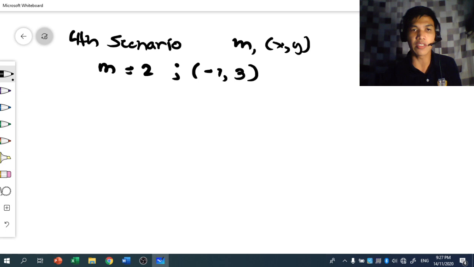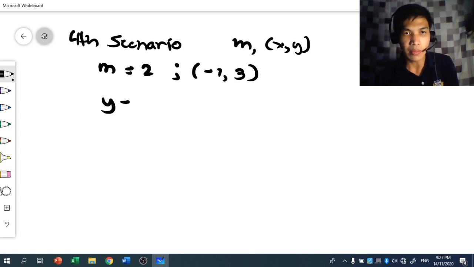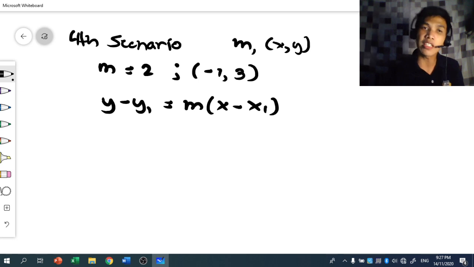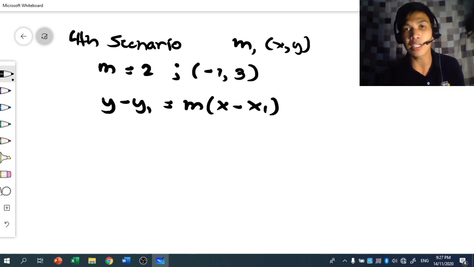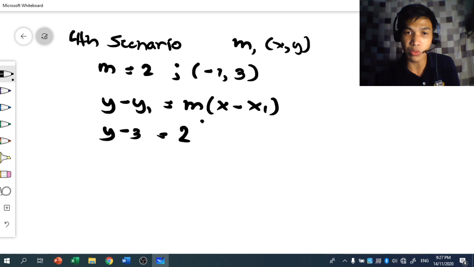So, let's use the formula y minus y sub 1 is equal to m times x minus x sub 1. That will be the formula if the given is the slope and the ordered pair, to find, sorry, to find the equation of the line. So we just need to substitute. So let's use this. So y, wala tayong value ng y, but we have y sub 1. So that will become y minus 3 is equal to the slope. The given slope will be 2 times the quantity of x minus x sub 1.